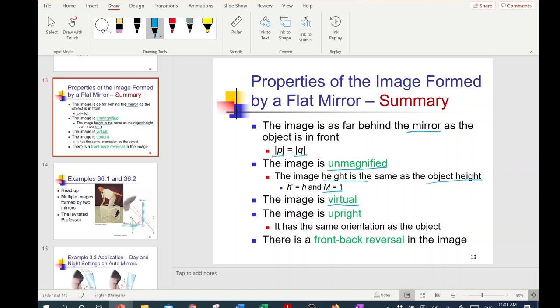The image is always upright. It is not reversed, or the other way around, and therefore it has the same orientation as the object. And again, the last part that we discussed just now, it is a front-back reversal in the image, or what we know as a mirror image.